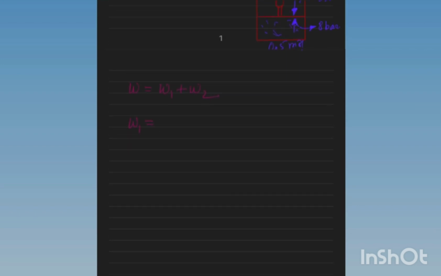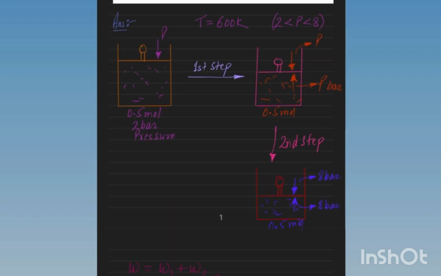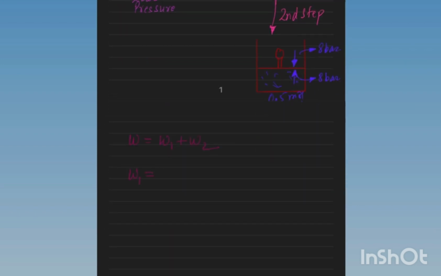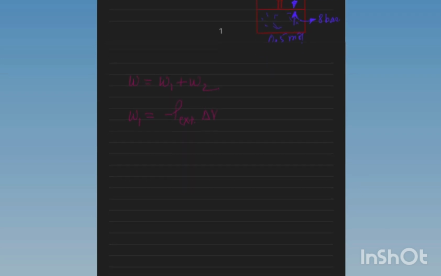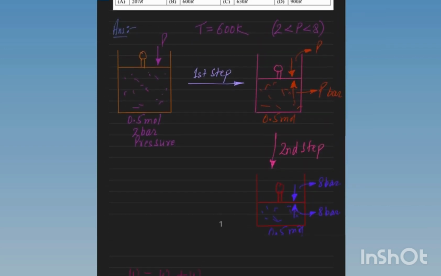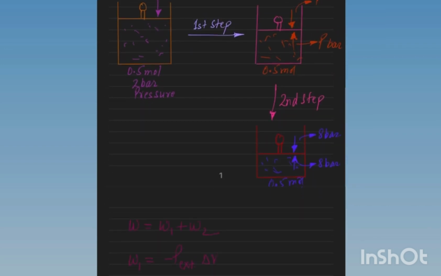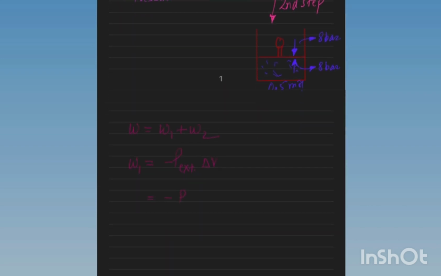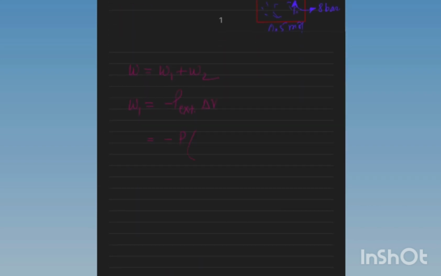In the first step, because it is a process with a constant external pressure, it is an irreversible process. And for an irreversible process, work done is P external into delta V. And for the first step, the P external is constant, which is P. We don't know the value of P because it is only saying that P is from 2 to 8. So delta V, when we talk about delta V, is nRT by P2 minus nRT by P1.